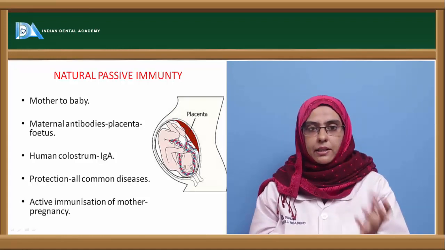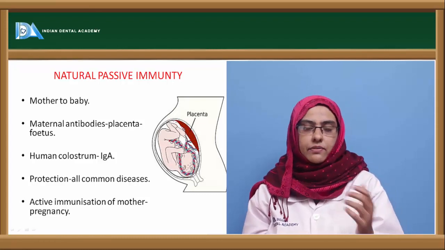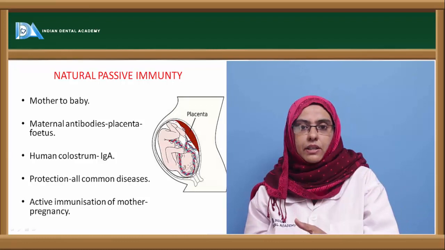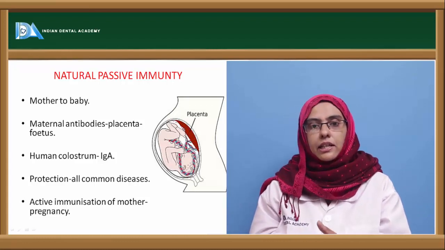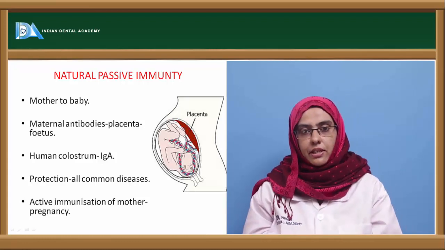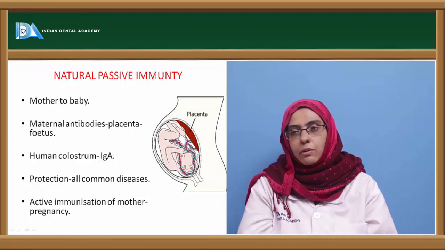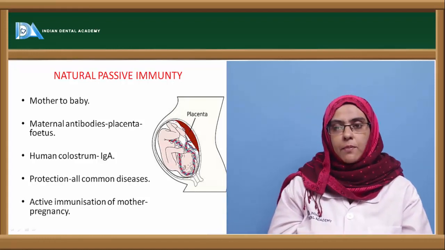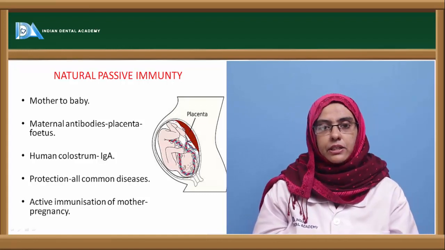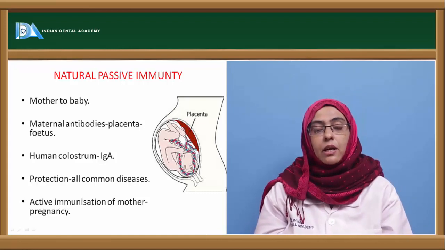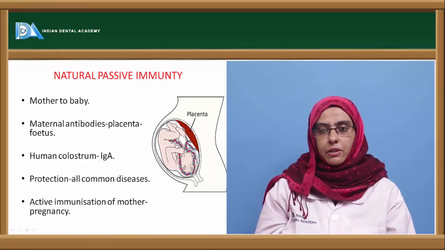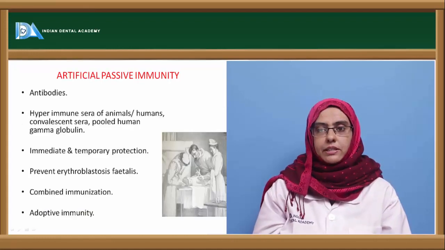And the colostrum, that is the first formed milk, contains different types of antibodies which, when given to the child, protect against different types of infections. So it is the maternal antibodies that protect the fetus, and it's the best example of natural passive immunity. It protects from all common diseases till the baby develops his own immune system, and it results from active immunization of the mother during pregnancy.